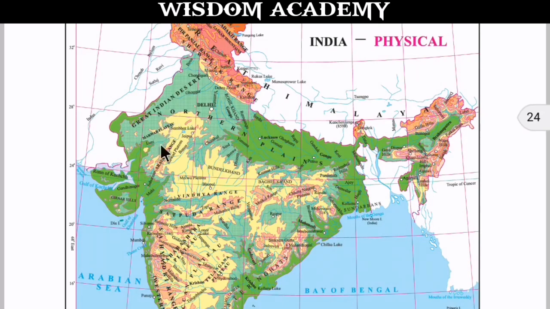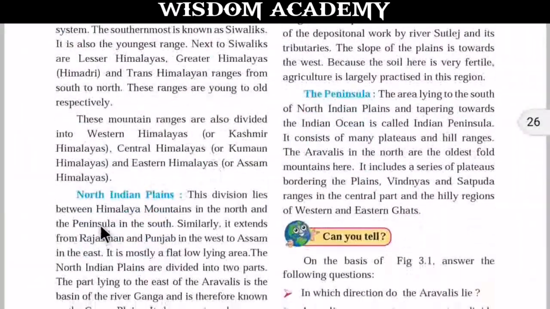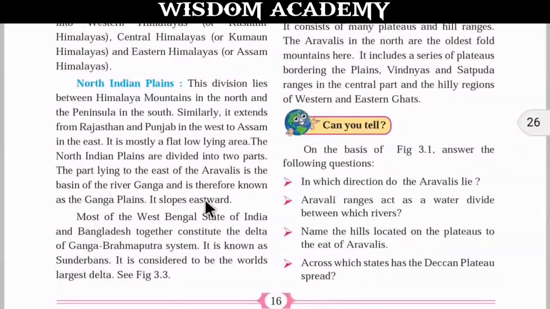These Aravali ranges are acting as a boundary. So here we have one part and here we have another part. Ganga plains are located here and other plains are located here. So Aravali ranges are acting as a boundary between those plains. So we have northern plains divided into two parts.